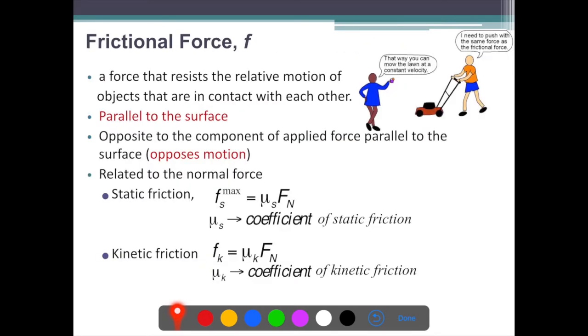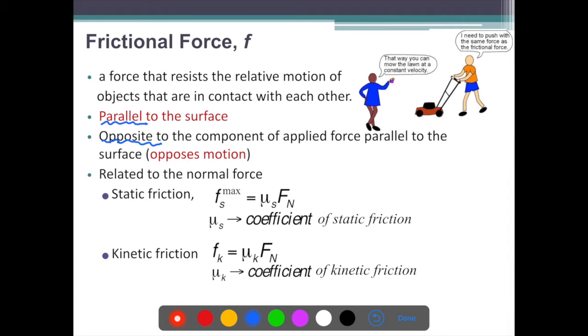The next kind of force is called frictional force. It's the force that resists the motion of objects that are in contact with each other. And it's always parallel to the surface, and opposite the direction of motion. So frictional force opposes motion.